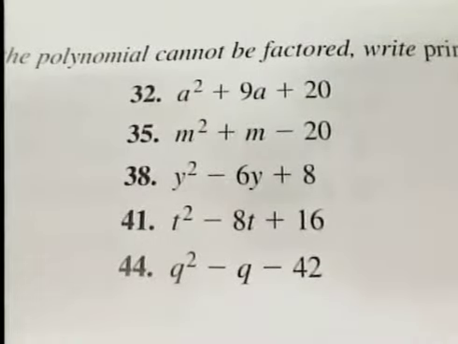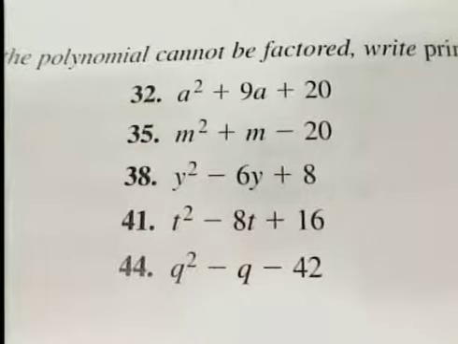As you see that 20, I want you to see in your head 1, 20, 2, 10, 4, 5. Now when you say 1, 20, 2, 10, 4, 5, you should be thinking 9 or seeing a 9 while you do that. And I'm hoping that the 4, 5 hits you. That's the 9 you want.